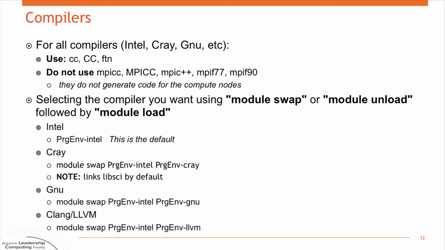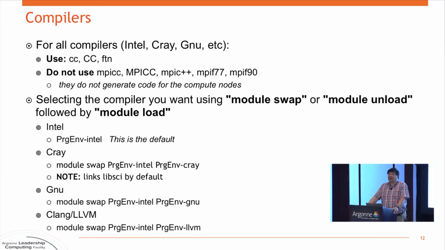Compilers: the most important thing to know is that you should not use mpicc and mpixlf. I'm sorry, mpif90. I'm crossing my thoughts with BlueGene. But mpicc you would think is what you'd use for MPI, but that's actually the front end compiler that's by default set up for the login nodes. What you want to use, what both the Cray and Intel programming environments and modules set up, is just cc and ftn. So use those. Don't use the other one. It's not going to work.